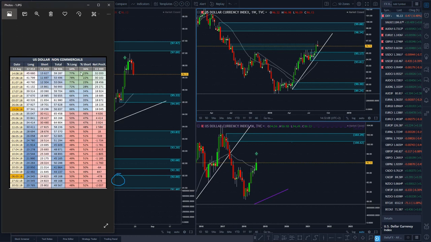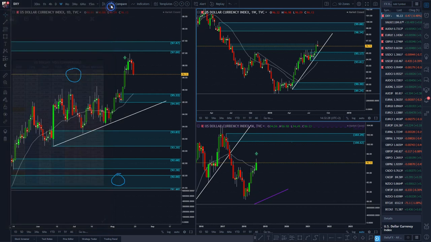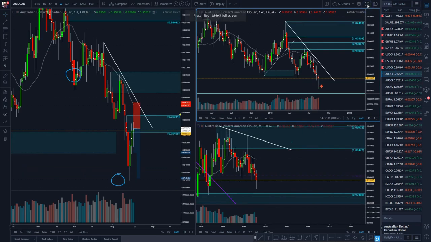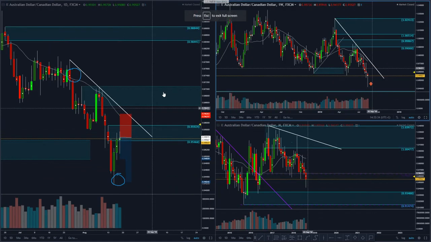Because right now we are getting to 77%, and it's getting into the extremes, and this is when they start taking out the profits. So this is the majors and the CFTC, and let's have a look at the other pairs. So let's continue with the Aussie cat.